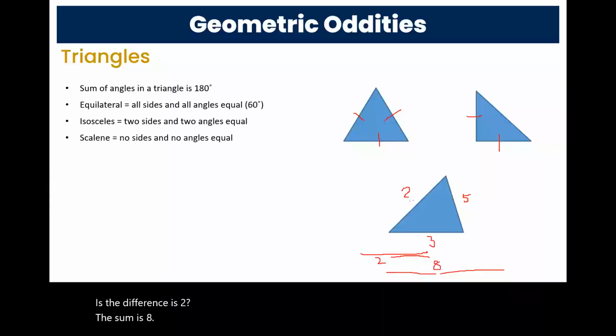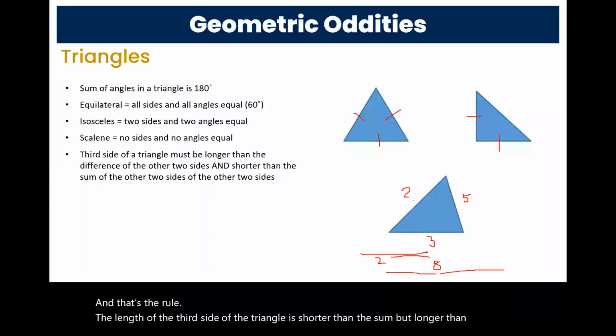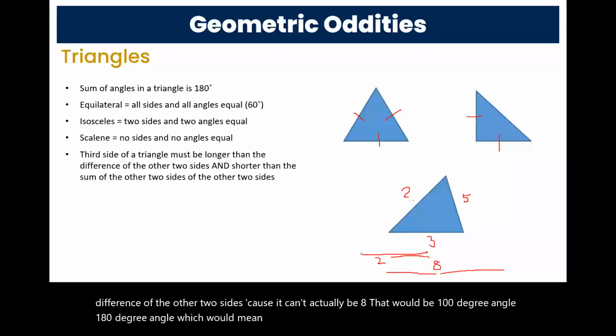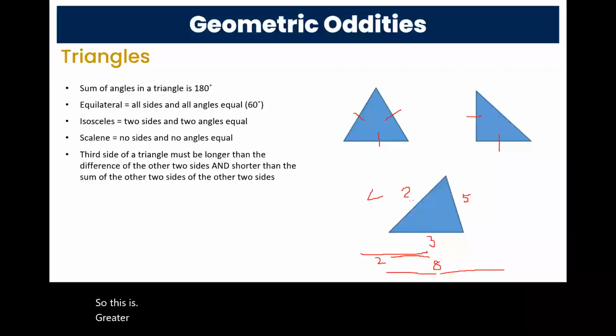And that's the rule. The length of the third side of a triangle is shorter than the sum, but longer than the difference of the other two sides. Because it can't actually be 8. That would be a 180-degree angle, which would mean not a triangle, it's a line. And it can't be 0 degrees because that would also be a line. But it can be anywhere between 2 and 8 for that other side. So this is greater than 2.